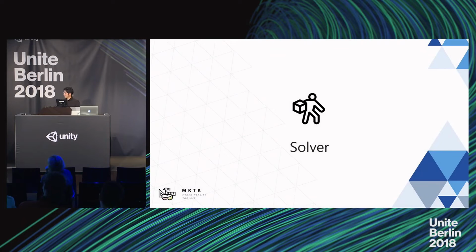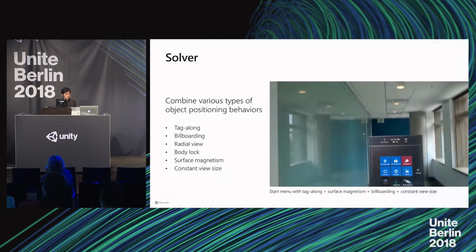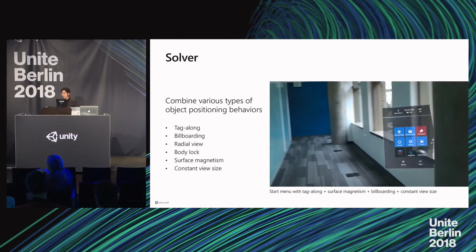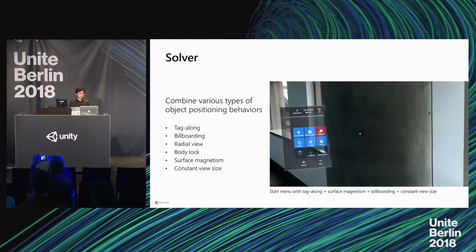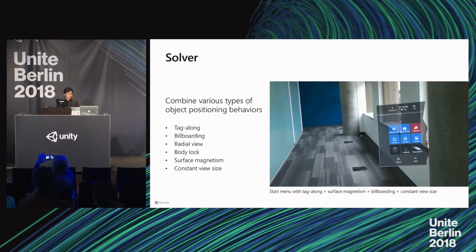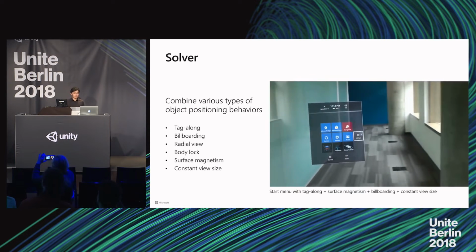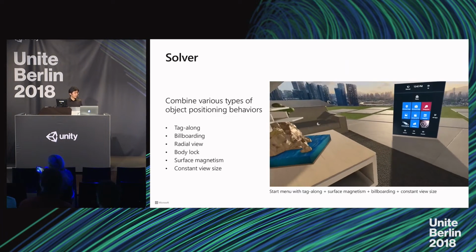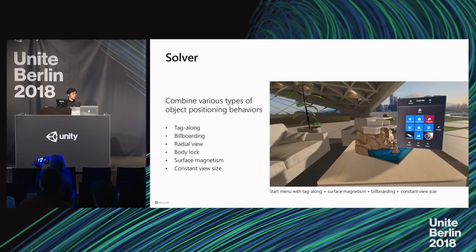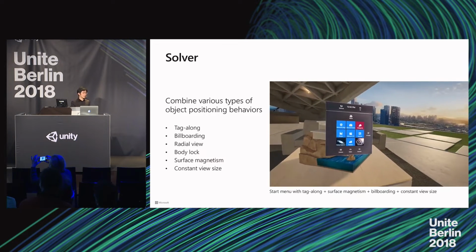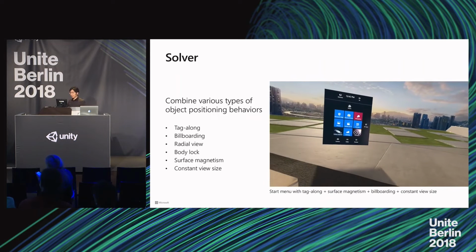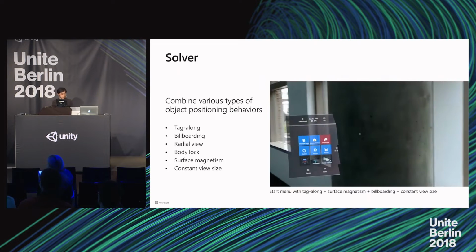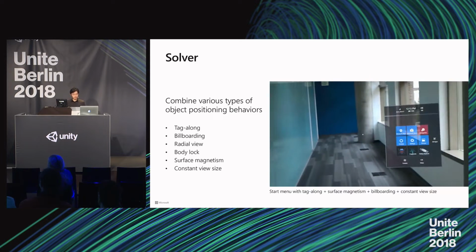So that was object collection. Next, Solver. So the Solver system allows you to combine multiple object positioning behaviors and run them in a specific order. So the start menu is a really great example you can find. It shows the tag-along and the billboarding, as well as the constant view size. So when the start menu collides with a physical surface or other object, it moves back and forth. But as you can see, it automatically shrinks or increases the size to maintain the scale.